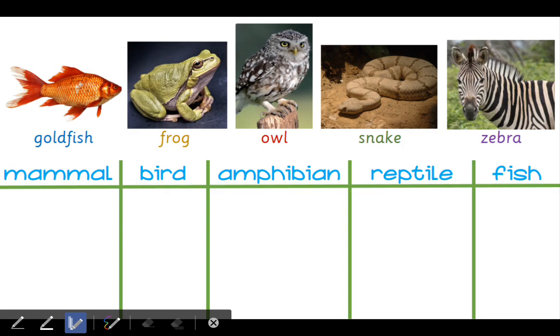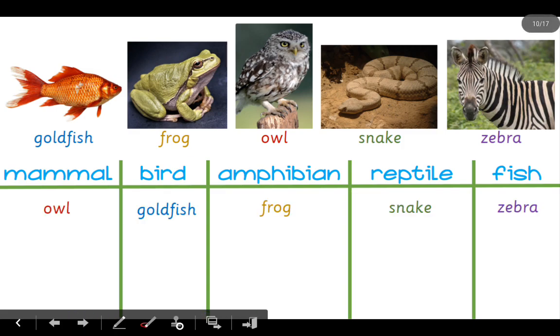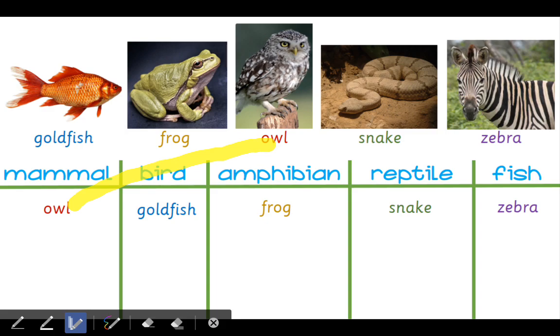There is a problem. I am going to do it, but it's not going to be correct. Look, I wrote here owl, I wrote here goldfish, I wrote here frog, I wrote here snake, and I wrote here zebra. But is it correct? Let's see. You are the teacher, okay?